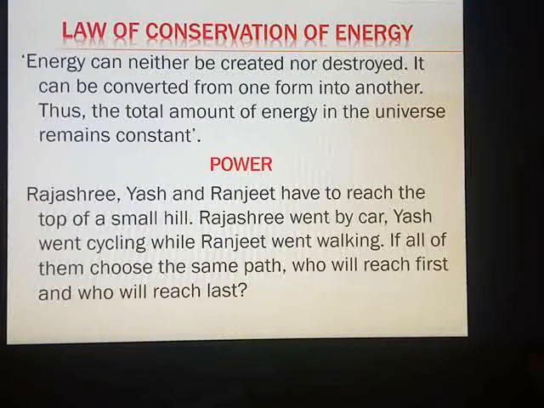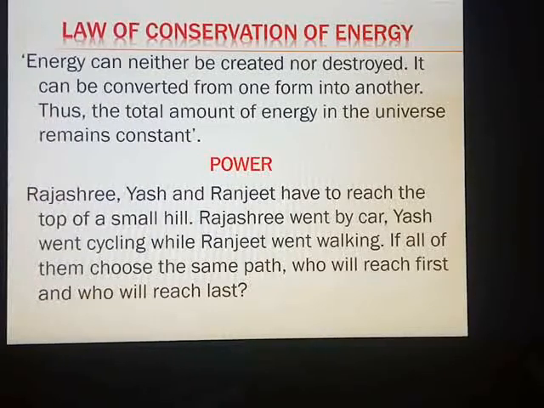If all of them choose the same path, the path is same, the top of the hill is same, but the modes required to reach there are different. One is going there by car, the other one is going by cycling, and the third one is going walking. Who will reach first and who will reach last?